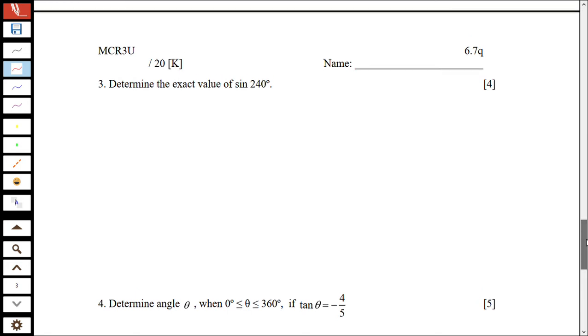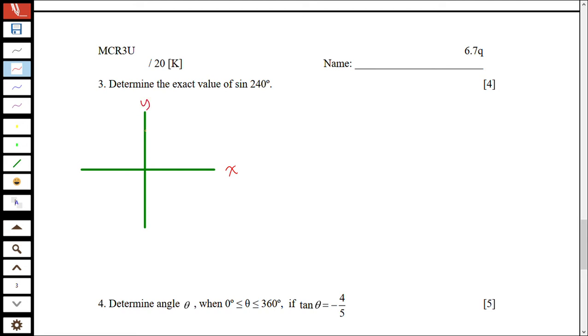Number 3, determine the exact value of sine 240. It's weird because it says find the exact value, but this one is not 30, 45, or 60. But maybe it is. So first let's draw it and find out. I'm going to draw my Cartesian plane because that's how I'm going to draw my theta.